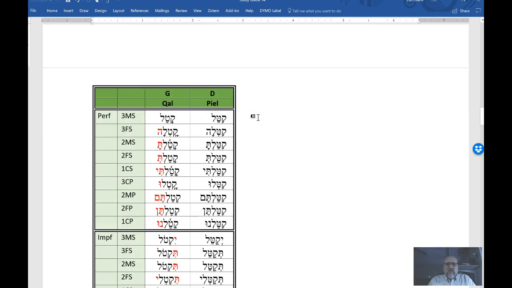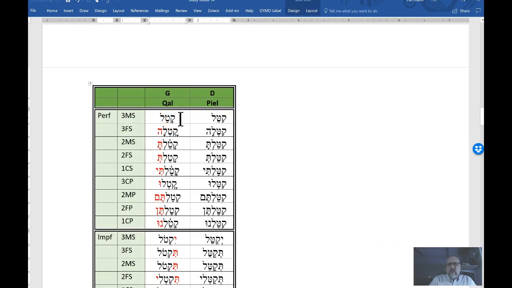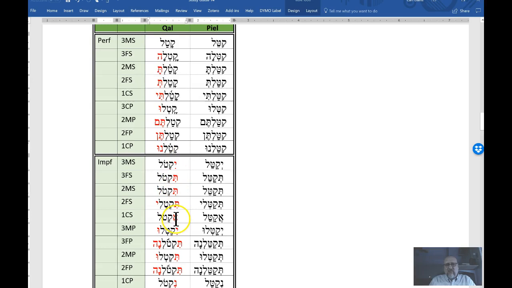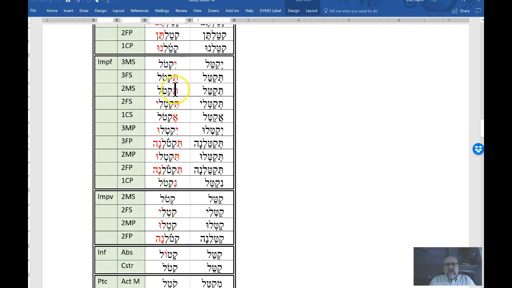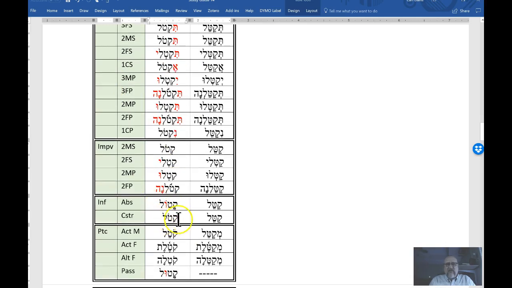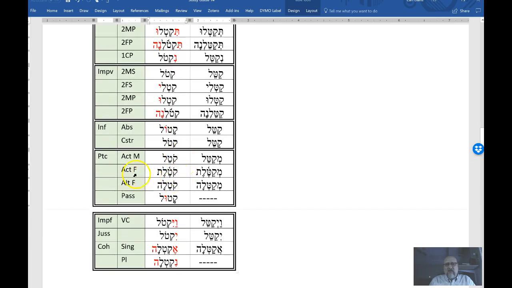When we look at the charts, as always, go over the Qal. Katal, katla, katalta, katalt, katalti, katlu, kataltem, katalten, katalnu, yiktol, tiktol, tiktol, tiktli, ektol, yiktlu, tiktolna, tiktlu, tiktolna, niktol. Of course, the imperative is simply taking the preformative off the imperfect and you have the imperative. The infinitive, learn these forms. The absolute has the longer form in the Qal. Participle, kotel, feminine participle, kotelet. The Qal passive, which we call the Niphal, but the Qal actually has a passive participle, katul.